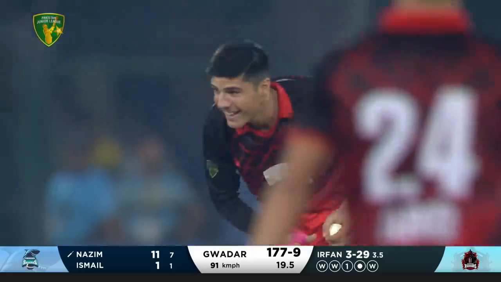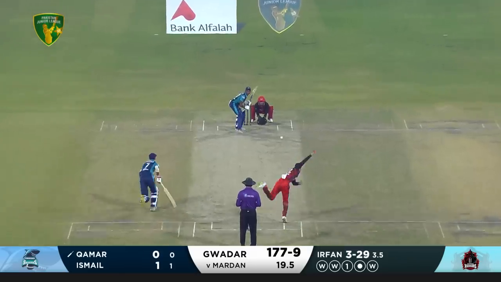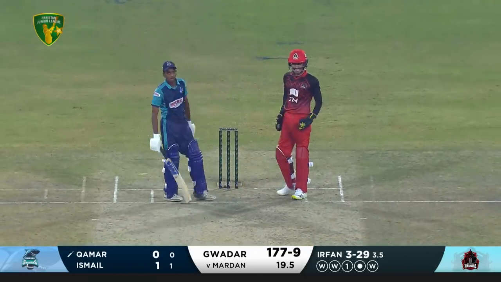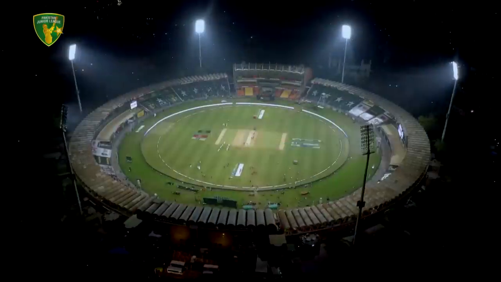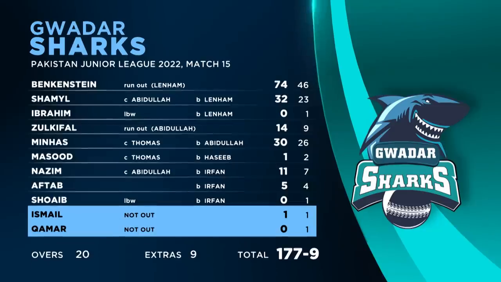Suddenly the Sharks have run out of gas. Last ball is a dot ball. And this over will be remembered. They have taken the momentum away from the Gwadar Sharks. Just one run and three wickets in that last over. At the end of 20 overs, 177 for 9 from the Gwadar Sharks. Quite a good score. They started off so well.